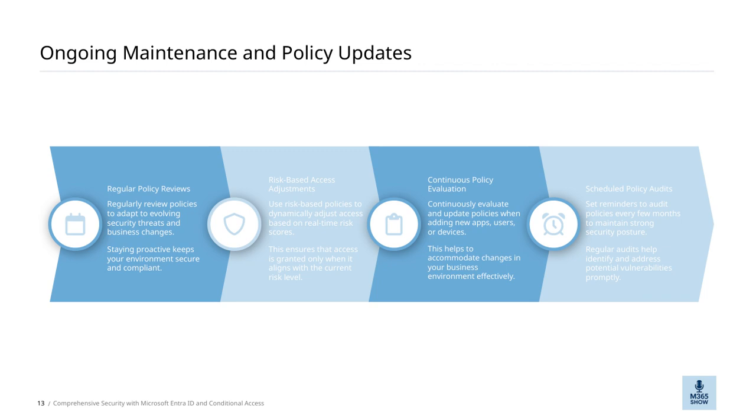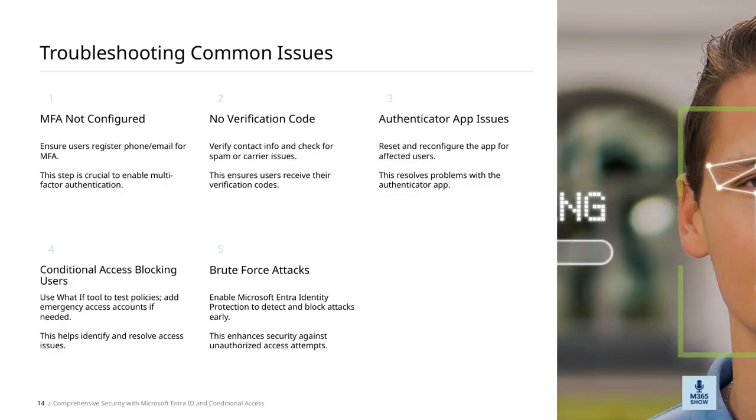Another key point is using risk-based policies. By evaluating risk scores in real time, we can dynamically adjust access permissions. This means access is only granted when it aligns with the current risk level, adding an extra layer of security. Finally, it's essential to regularly review and update policies to respond to new security threats and business changes. Staying proactive in this way keeps your environment secure and compliant, supporting your overall security strategy. Let's now look at some common issues you might encounter and how to troubleshoot them effectively.